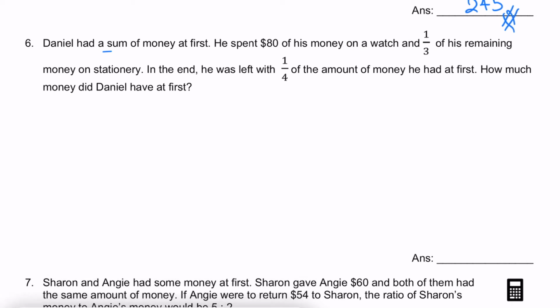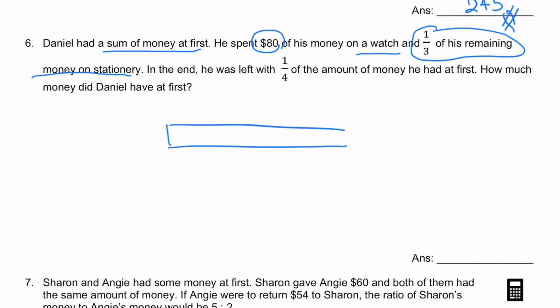Daniel had a sum of money at first. He spent $80 of his money on a watch and 1/3 of his remaining on stationery. So this is a remaining concept question. So let's start by drawing a chunk, and he said he spent $80 on the watch, and then 1/3 of his remaining. So let me use another color. The remaining I'm going to chop into 3 parts, and 1/3 of it on stationery.